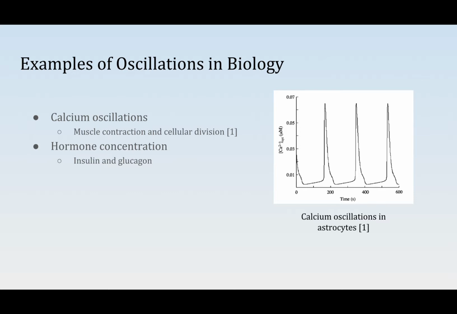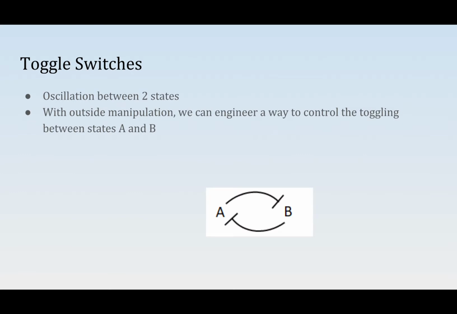For instance, calcium oscillations, which is shown in the figure here. To give you an understanding of the prevalence of calcium oscillations, they occur in muscle contraction, cellular division, and apoptosis, and obviously those are very common processes. Another example of oscillations in biology is hormone concentration. An example is insulin and glucagon, which occurs in all of our bodies and regulates blood sugar levels. So in order to accurately test and manipulate systems like these, we first need to correctly simulate these environments of oscillating factors.